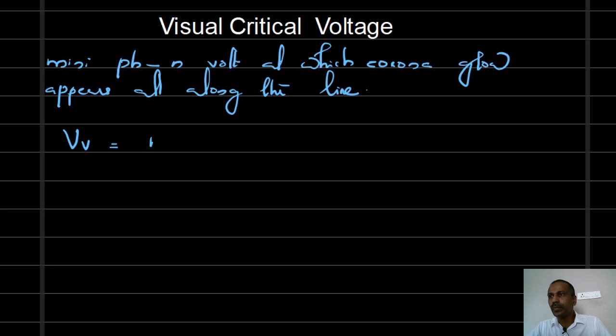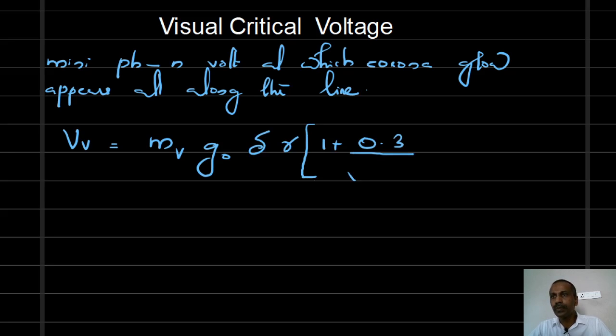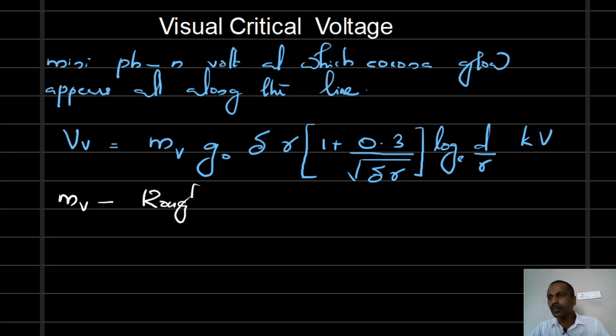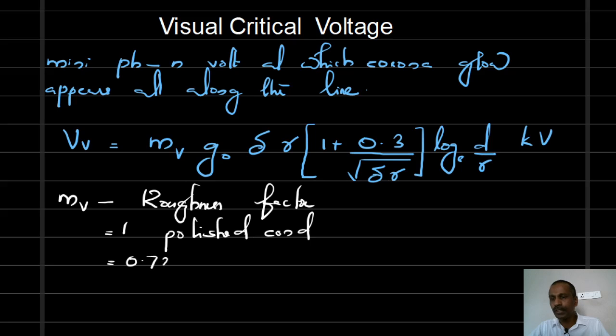Or Vv equals Mv, which is the roughness factor, into G0, that's the dielectric strength of air or the gradient, delta R into 1 plus 0.3 divided by square root of delta R into log D by R, kilovolt, where this Mv is the roughness factor, and this is equal to 1 for a polished conductor and equal to 0.72 to 0.82 for rough conductors. So using this formula we can find out the visual critical voltage.